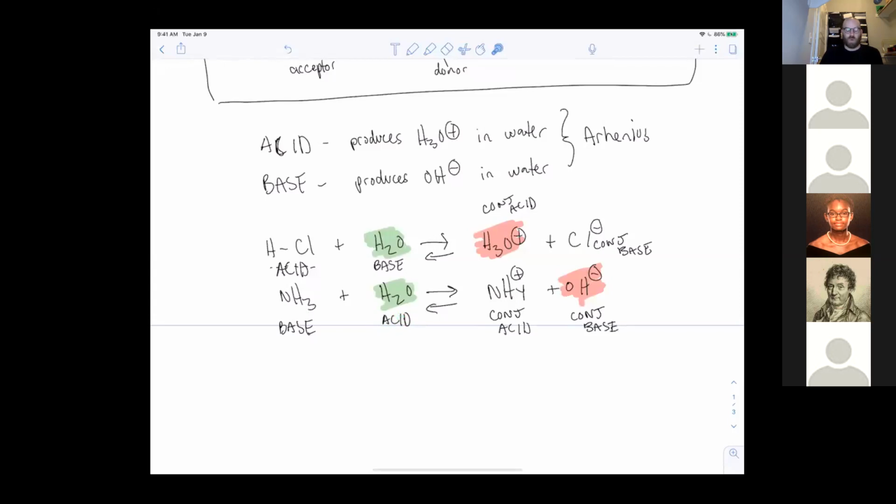so water, whether something's behaving as an acid or a base depends on what it's reacting with. So is water an acid or a base? Well, it can be either one, right? It can be a base in the sense that it could pick up a proton from HCl, or it could be an acid if you put it with the right chemical, because here it's donating a proton to ammonia.